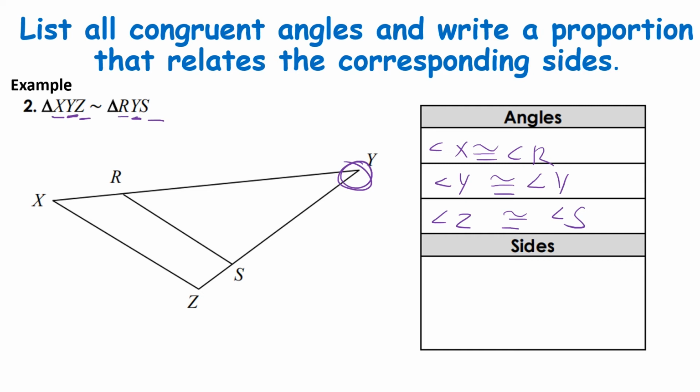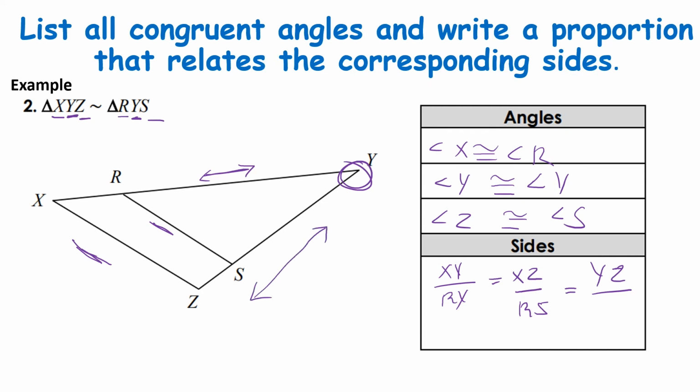Now let's look at our proportional sides. The larger triangle's side XY is in the same position as the smaller side RY. Then we could do XZ to RS, which are both in the same position. And then YZ, the only one left, and YS. All right, so next you're going to try one on your own.